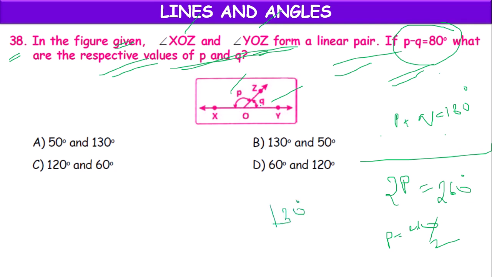But P and Q will make a linear pair. If P is 130, Q will be 50 degrees. So P value 130, Q value 50. So answer 130, 50. Option B is right. Because they are asking respective values, that's why P value we have to tell first, then Q value.